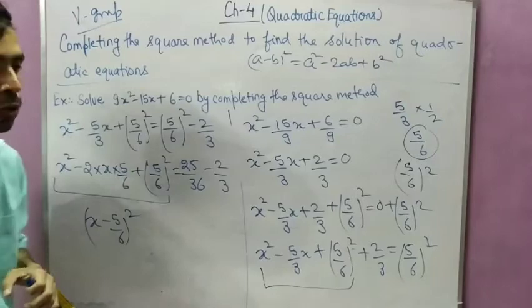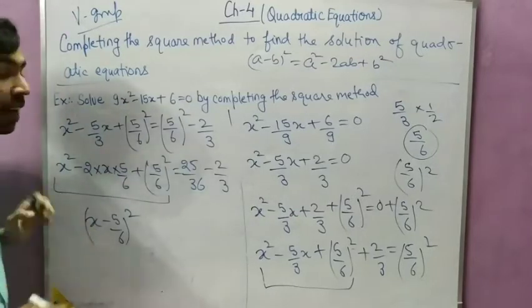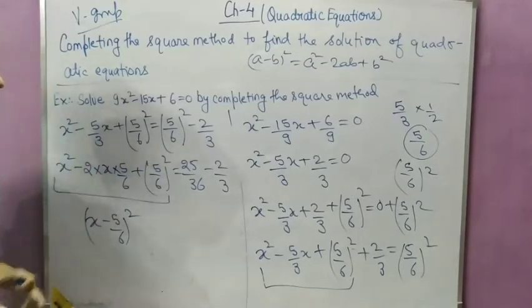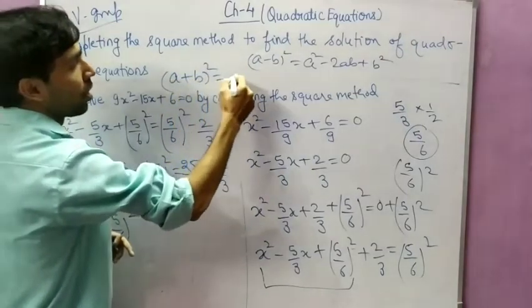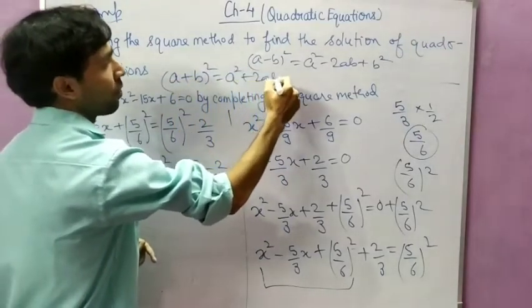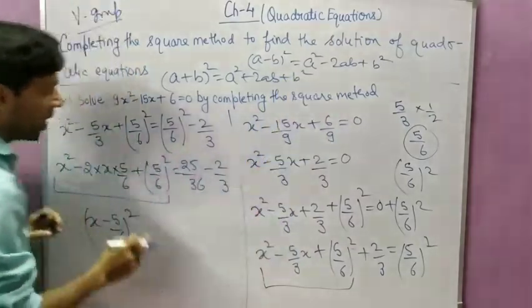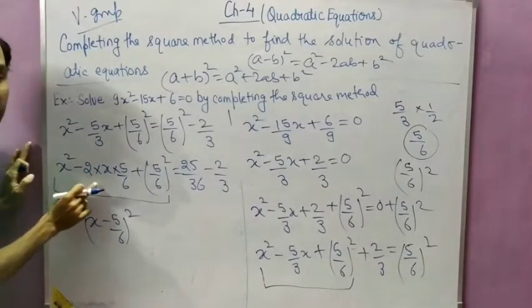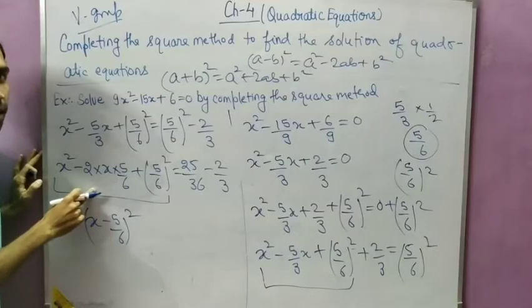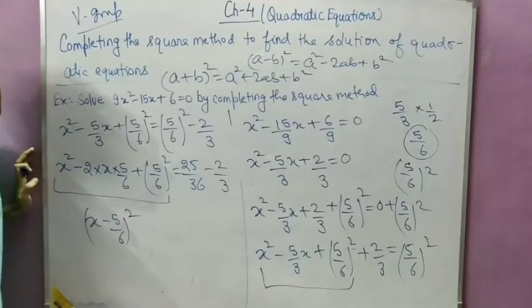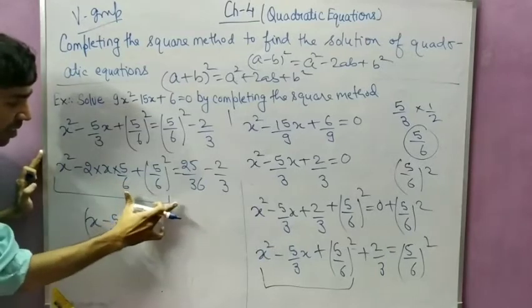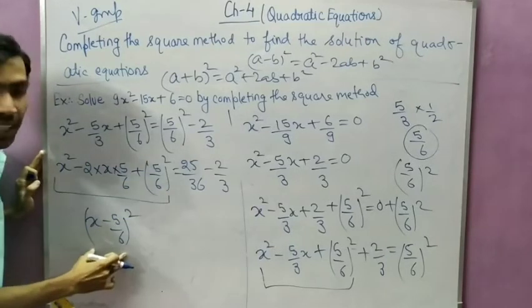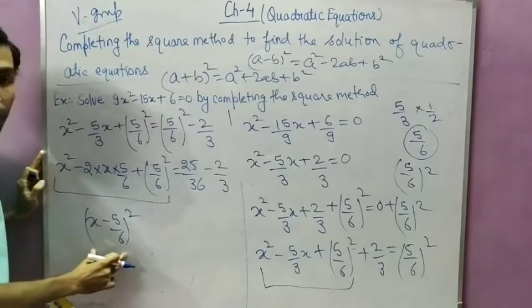Now most of the students will think, sir, why have you written minus? Why have you not written plus? Because in a plus b whole square, all terms are positive, and here one term is negative. So negative is there. So I will think about the a minus b whole square. Okay, so this can be written like (x minus 5 by 6) whole square.